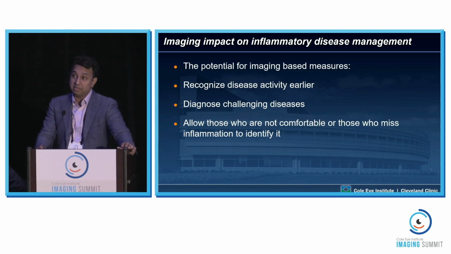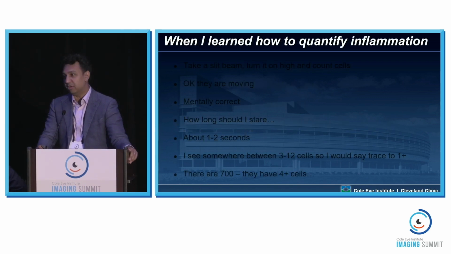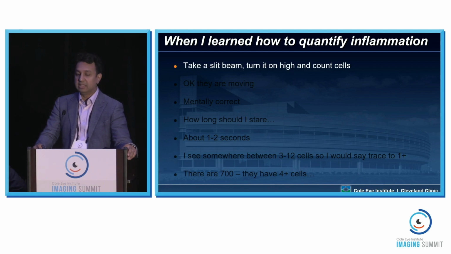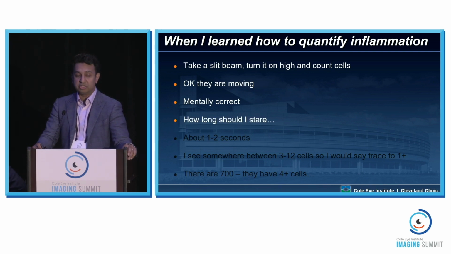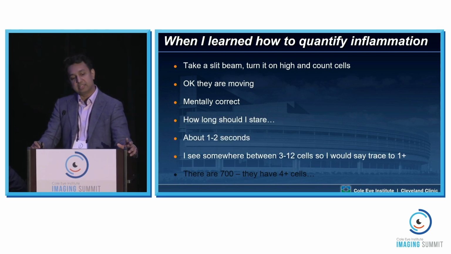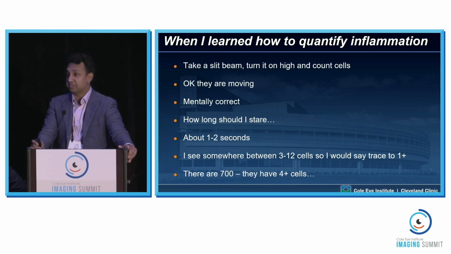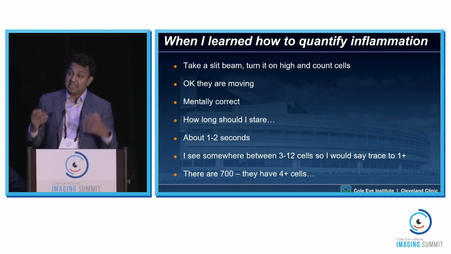And I think this is something that he highlights because we have to remember how you learned to quantify inflammation when you were a resident. Take a slit beam, turn it on high, count the cells. But they're moving. Okay, mentally correct. How long should I stare? About 1 to 2 seconds. I see somewhere between 3 and 12 cells, so I'd say it's trace to 1+. Your senior looks in, there's 700 cells. This person has 4+ cell. And that's where we learn.